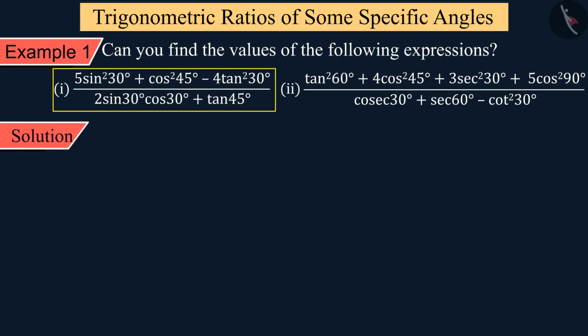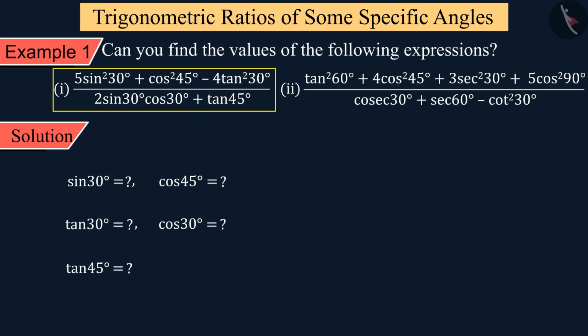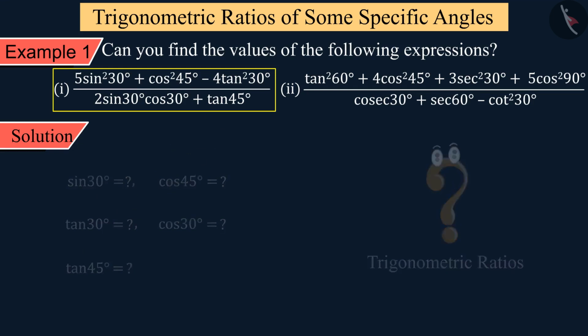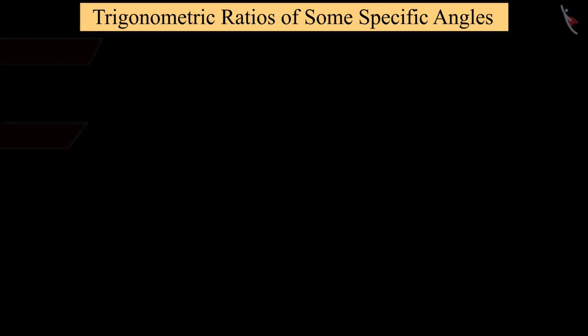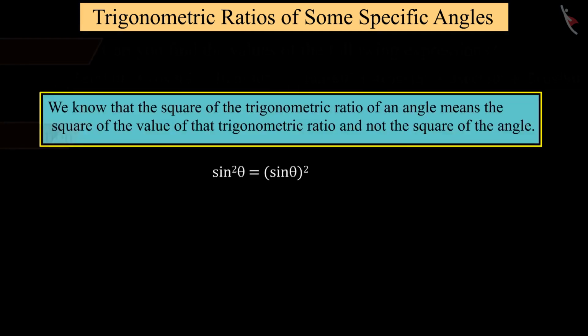Here, we can see that to solve this, we will need the values of sine 30 degree, cos 45 degree, tan 30 degree, cos 30 degree and tan 45 degree. So, here we get the values of all these with the help of the table of trigonometric ratios. And we know that the square of the trigonometric ratio of an angle means the square of the value of that trigonometric ratio and not the square of the angle.